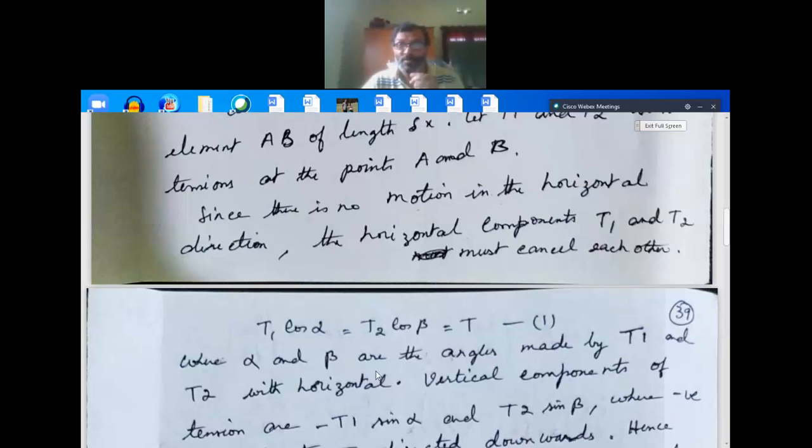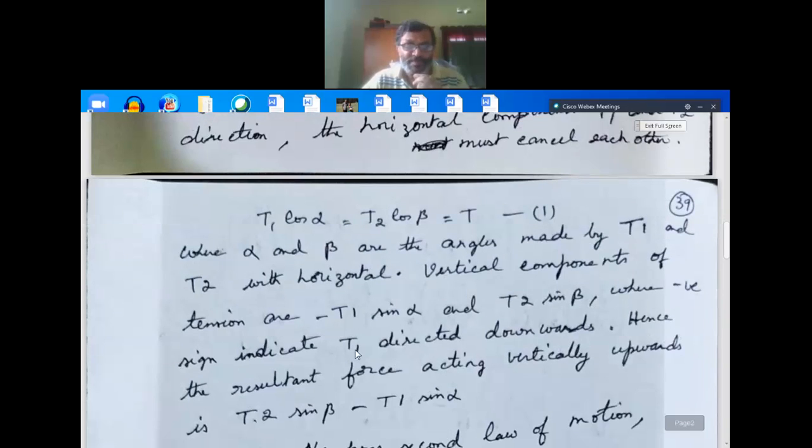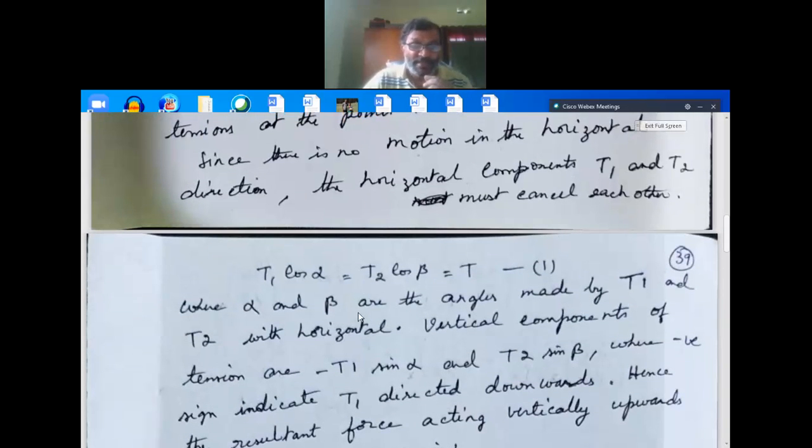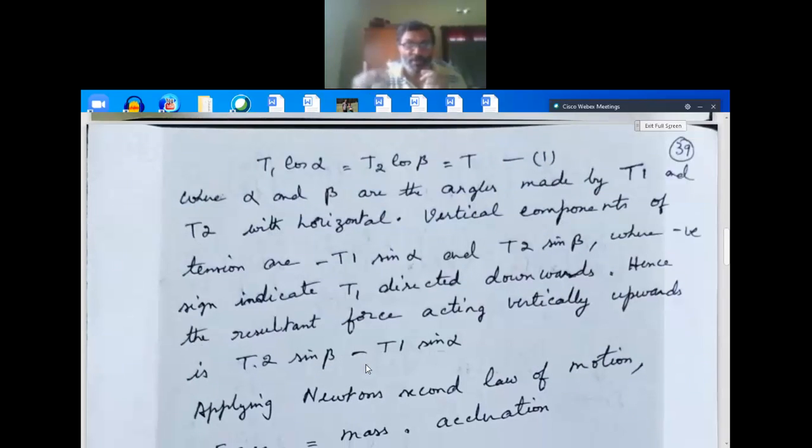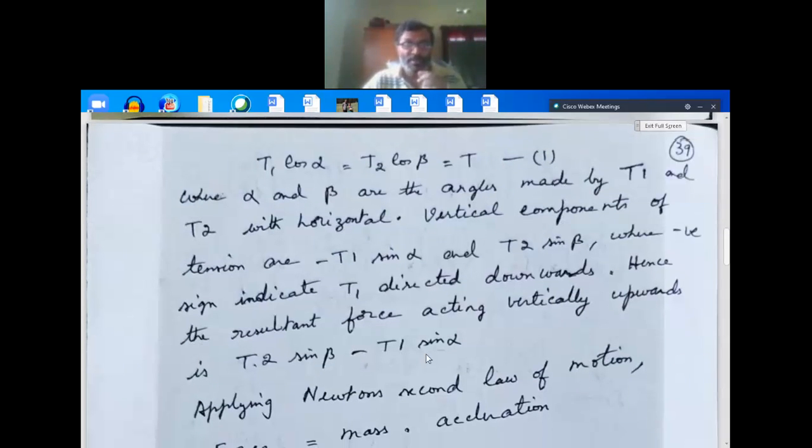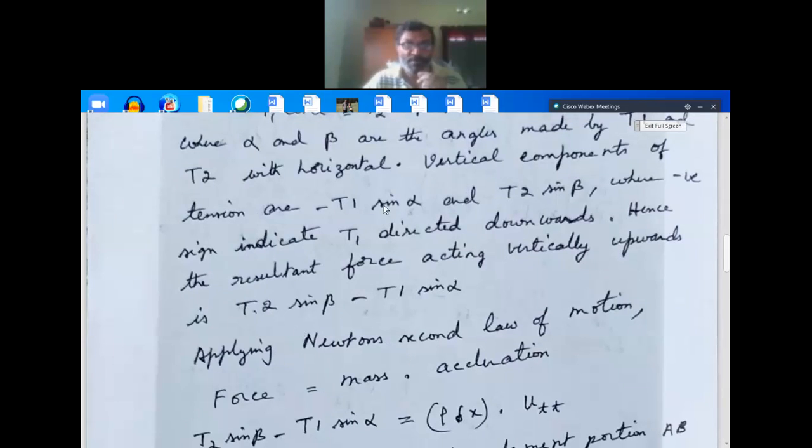Now, from this we get the vertical components, not horizontal, only vertical: minus T1 sin alpha and T2 sin beta. Why minus? Because T1 is directed downwards, so it is taken as minus. The total resultant is the sum of these. Positive is written first: T2 sin beta minus T1 sin alpha.